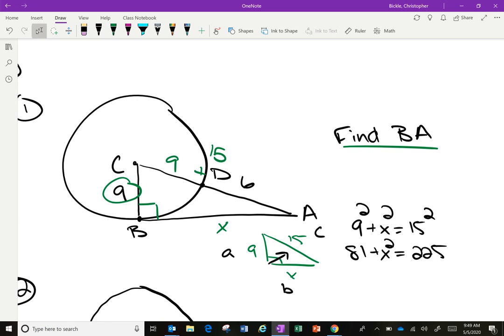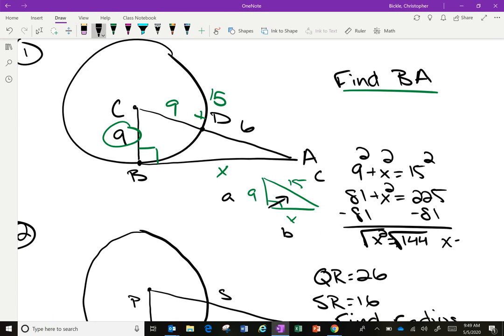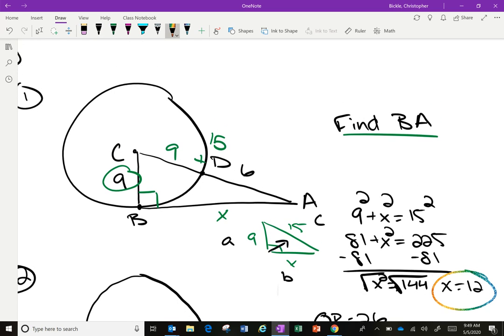Remember, if your hypotenuse isn't the side you're trying to solve for, you're going to have to do some subtraction here. So subtract 81 from both sides. We've got that x squared is 144. And then you guys all remember from earlier this year, to get rid of that squared, we take a square root, and we're going to get that x is equal to 12. So that side length BA is actually equal to 12.